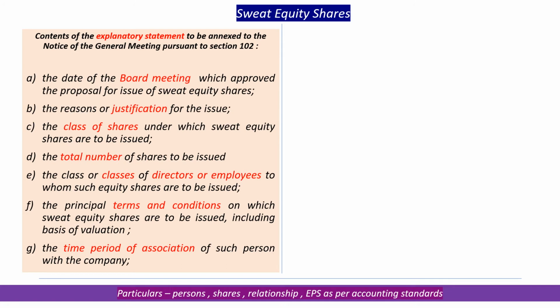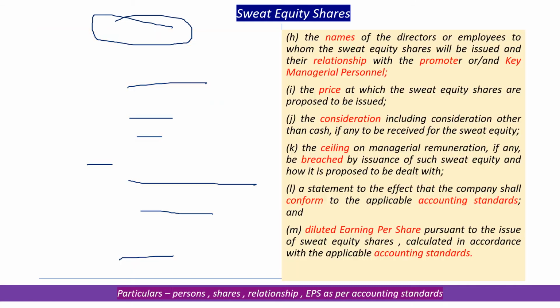So when you issue sweat equity shares, once again, you need to have a special resolution and you will make an explanatory statement. And as we have seen, when you make an explanatory statement, you make a points list. Which board meeting did discuss this? What was the justification for the issue? What class of shares are issued? Total number of shares? Classes of directors or employees covered? What are the terms and conditions? What is the time period of association of such person with the company? Is he a new employee or how long has he been there? What is his contribution?